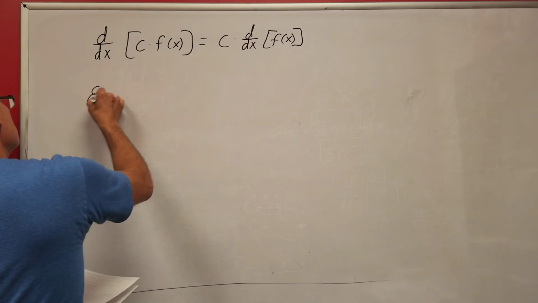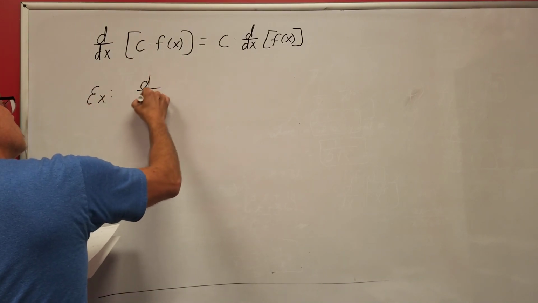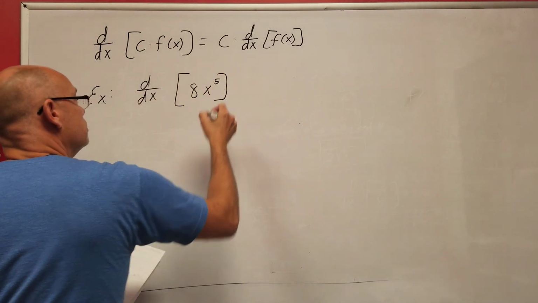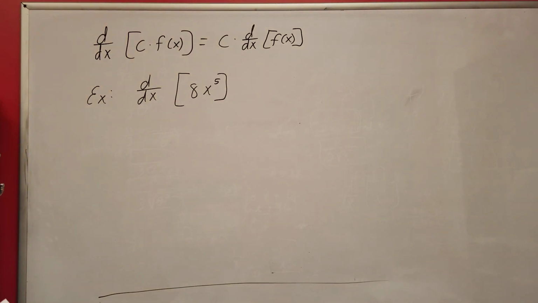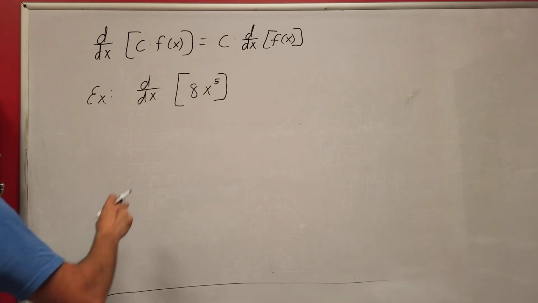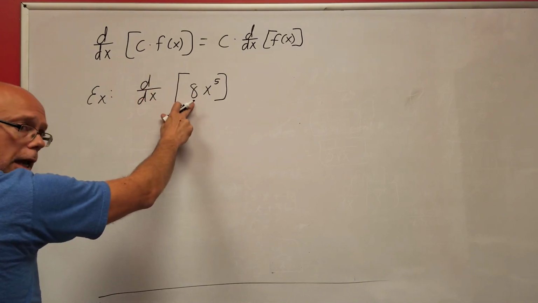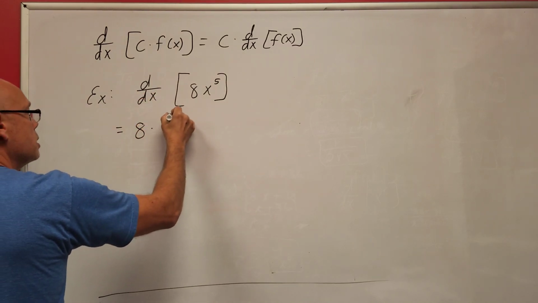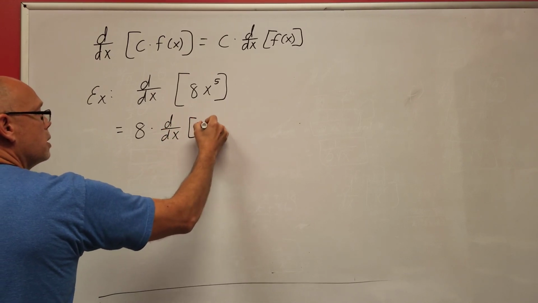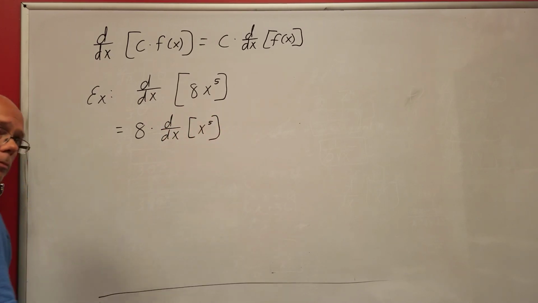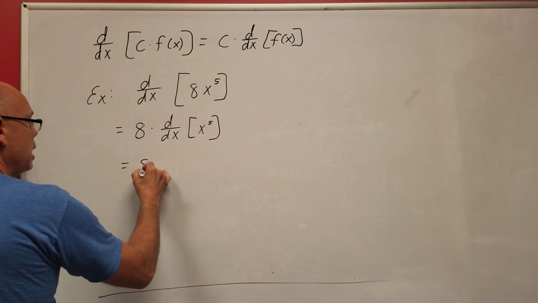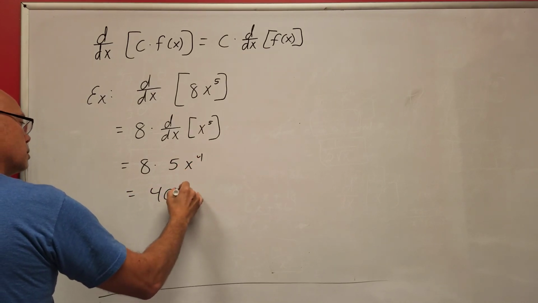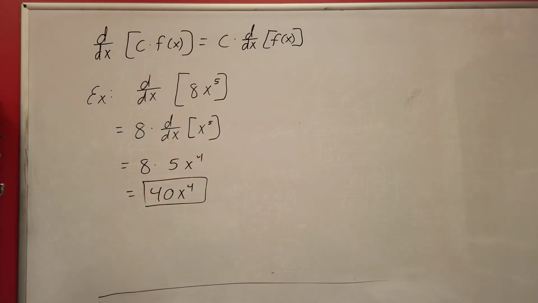Well, let's do an example. How about the derivative with respect to x of 8x to the 5th? Now notice this is of this form. C happens to be 8 here. So what I could do is I could rewrite it, pull the 8 to the front times the derivative with respect to x of x to the 5th, and that'll give me 8 times 5x to the 4th, or we could say 40x to the 4th.